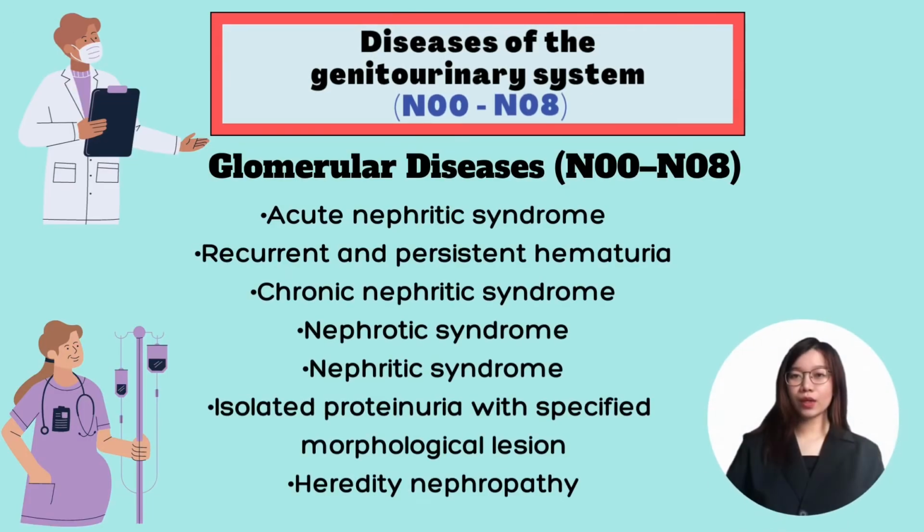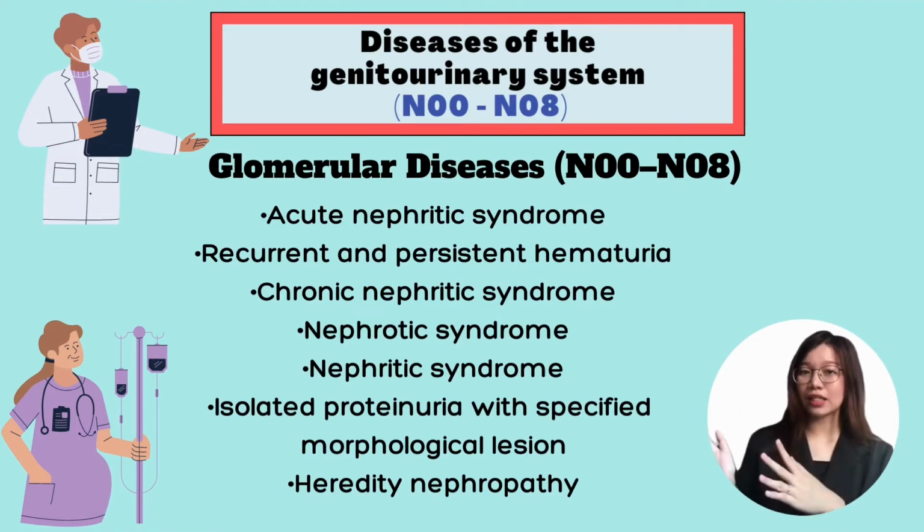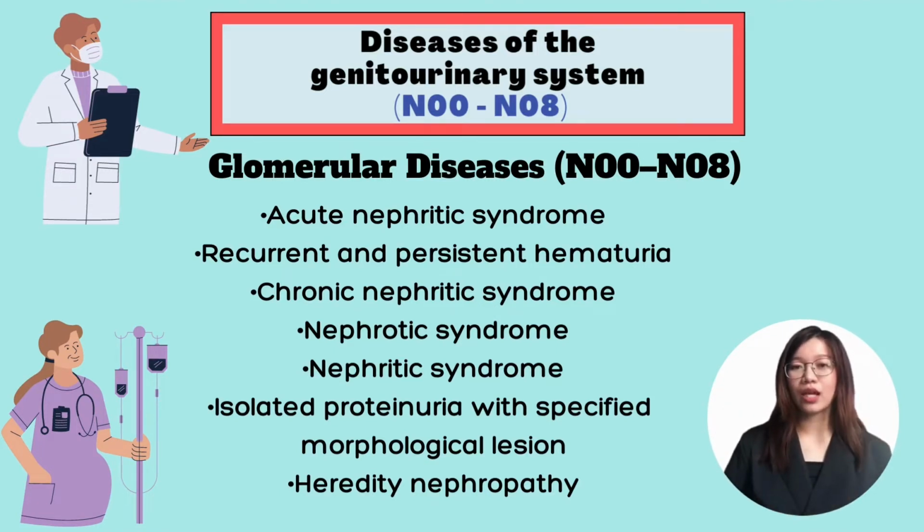I will present diseases of the genitourinary system with code block N00 to N08, which are glomerular diseases. The block of codes for glomerular disease reports nephritis. The coder may also encounter the term nephropathy as a synonym for nephrosis. This is a block title under codes N00 to N08.